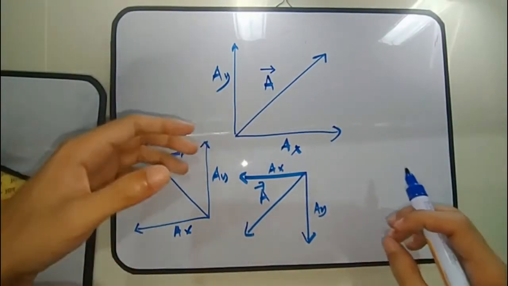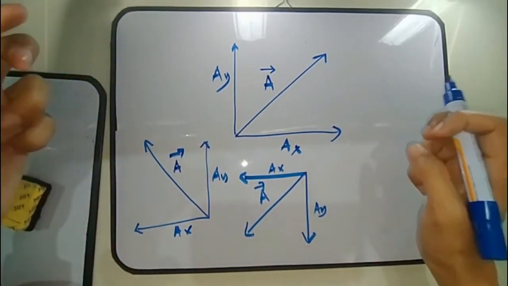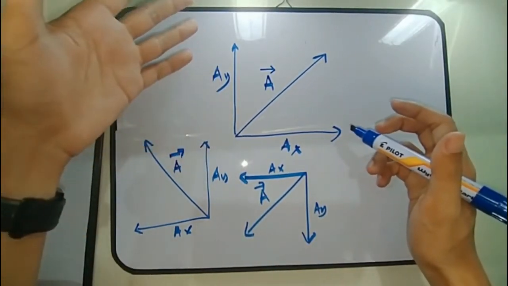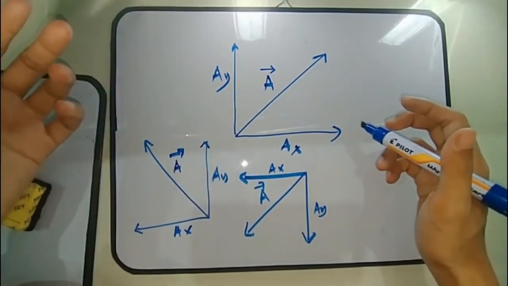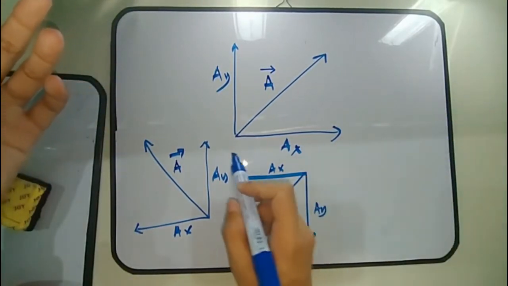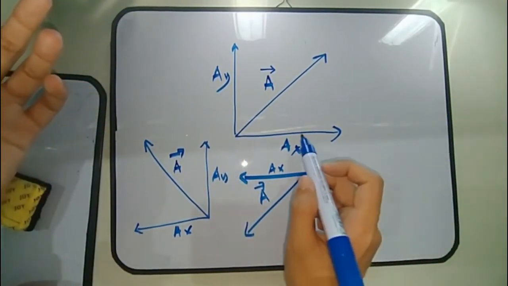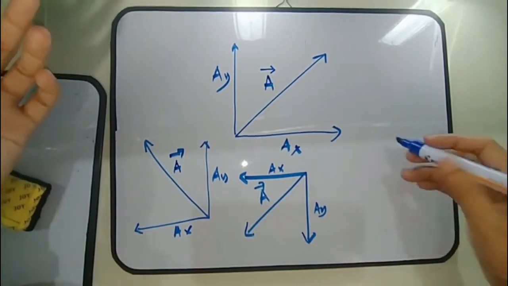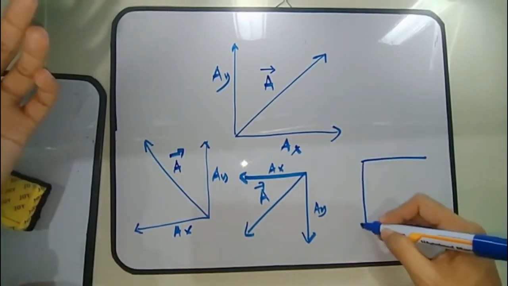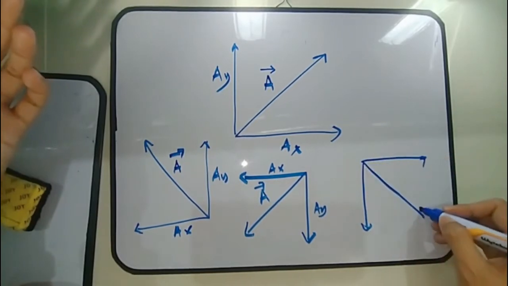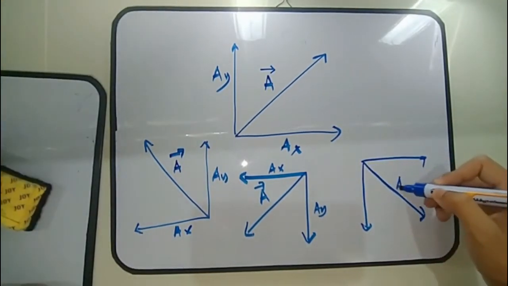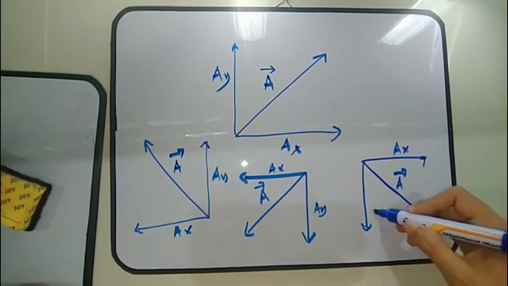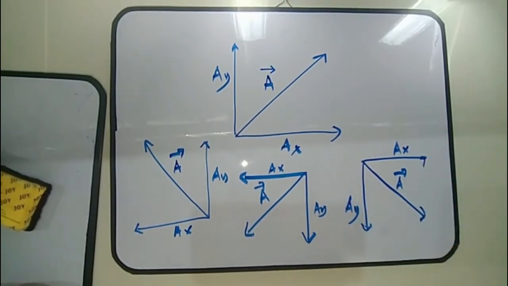Yung A sub X natin, guys, meron siyang direction since vector nga siya. So if you are going upward, that is positive, downward, negative. That is our assumption for direction. Kung to the right, sa x-axis, positive. Kung to the left, that is negative. So what if naman kung nasa fourth quadrant? Kung fourth quadrant siya, we have this vector. So, this is vector A. We can see here, we have these components, A sub X and A sub Y.